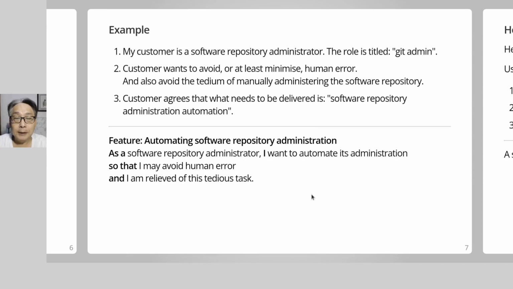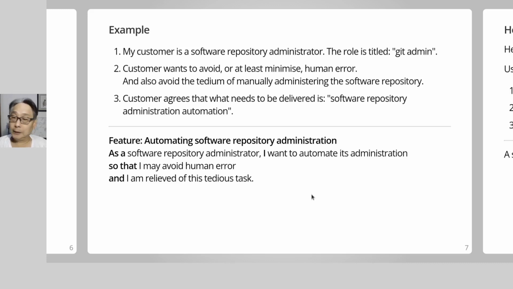So my customer in this case is a software repository administrator. In Zendit, that role is titled Git admin. My customer wants to avoid or at least minimize human error, but also avoid the tedium of manually administering the software repository, in this case a Git repository. Then I finally agree with my customer about what needs to be delivered, and that is a software repository administration automation system.